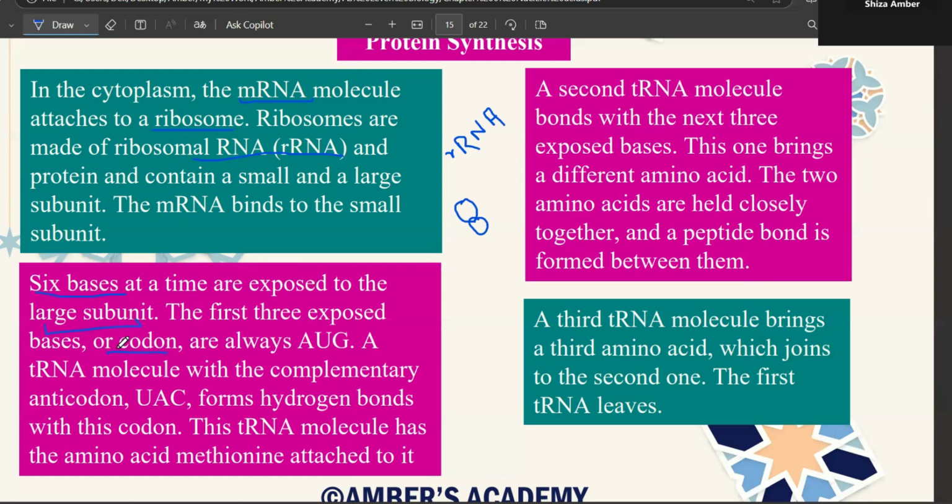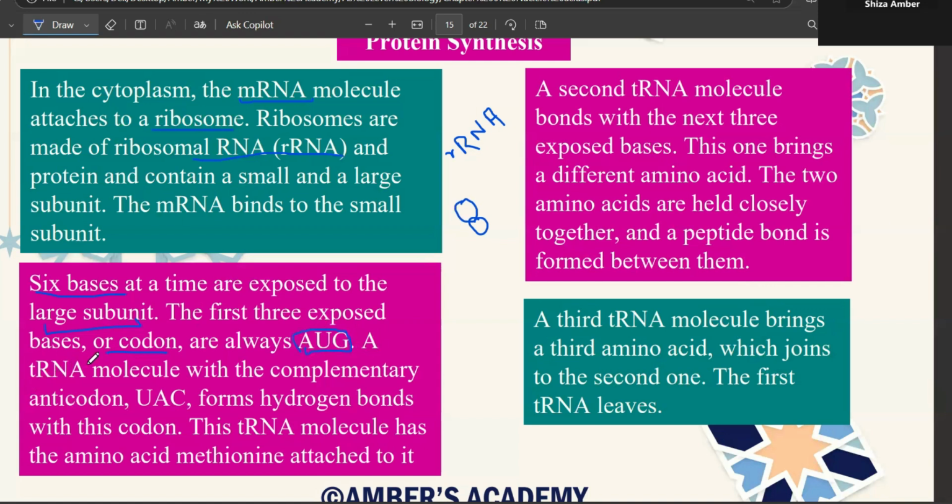are codons. So codons are always the ones which are present on mRNA, while anticodons are present on tRNA. Remember this fact. And the first three exposed bases or codon are always AUG. This is very essential. You need to remember this. We often call this AUG the start codon.